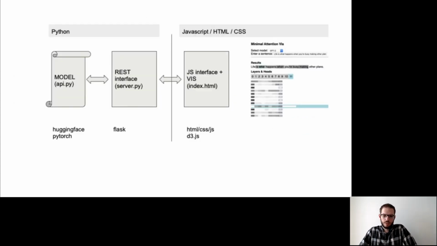To develop such an interface, to go a little bit into detail, we have three parts. On the Python side, we have a model API, for which we're going to use the Hugging Face Transformers using the PyTorch interface. We have our server that defines a REST API for our front end. For the server, we are going to use Flask. And then we have JavaScript, HTML, and CSS in the front end, for which we're using D3 for the actual visualization.